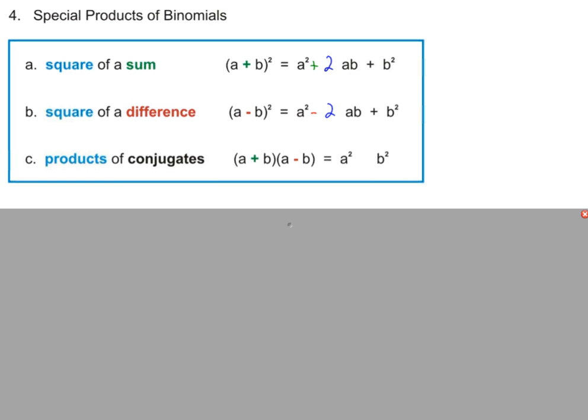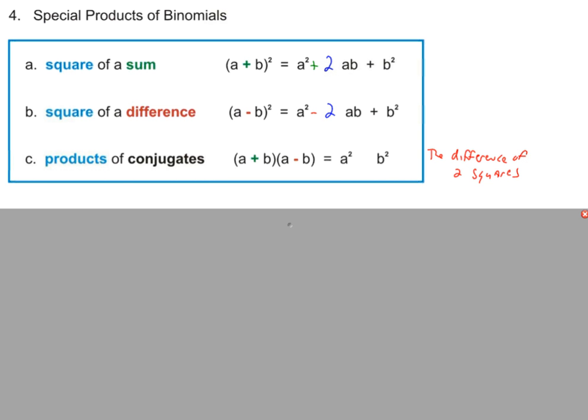Third one, products of conjugates. This is also the difference of two squares. The difference of two squares. This comes up all the time when we get to factoring, and really, we do it in reverse. All right? You've heard me say difference of two squares. So in this direction, you have the products of conjugates producing the difference of two squares. When we factor, we go in reverse. We take this and factor it back into that. Okay, not a big deal.